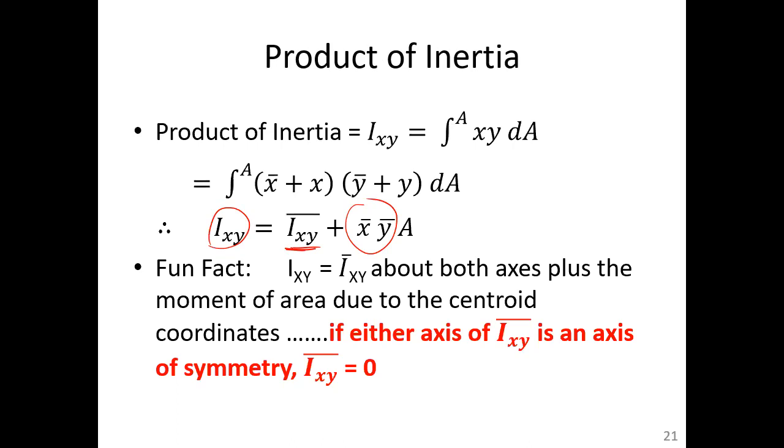What is important for you to understand is the red text. If either one of the two axes that go through your location is an axis of symmetry, then the product of inertia is 0. Why? Because the moment arm, either x bar or y bar, is 0. Okay? That's something we're going to take to our advantage once we start doing some of these examples.